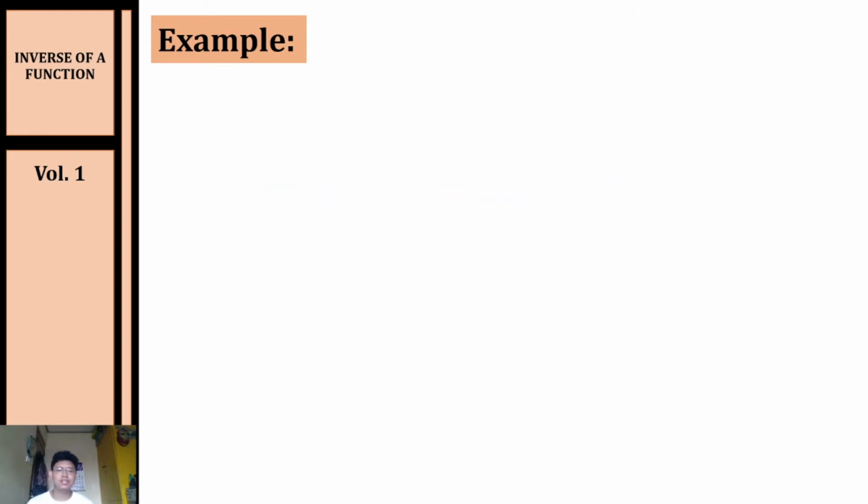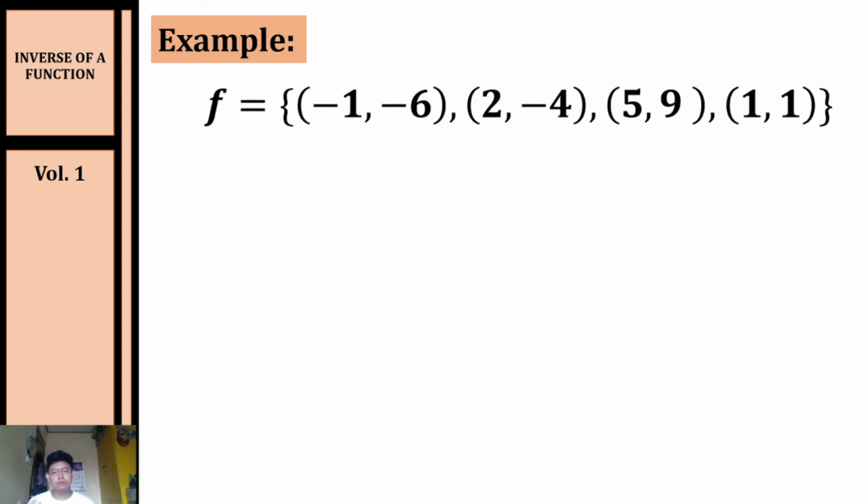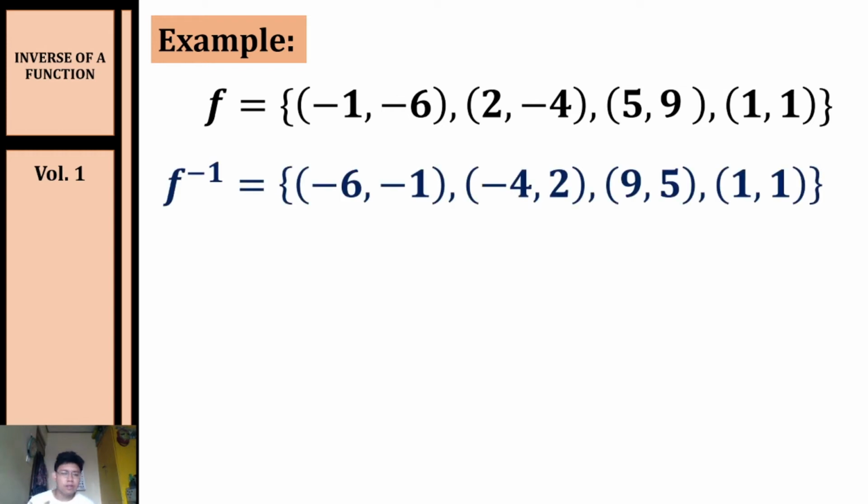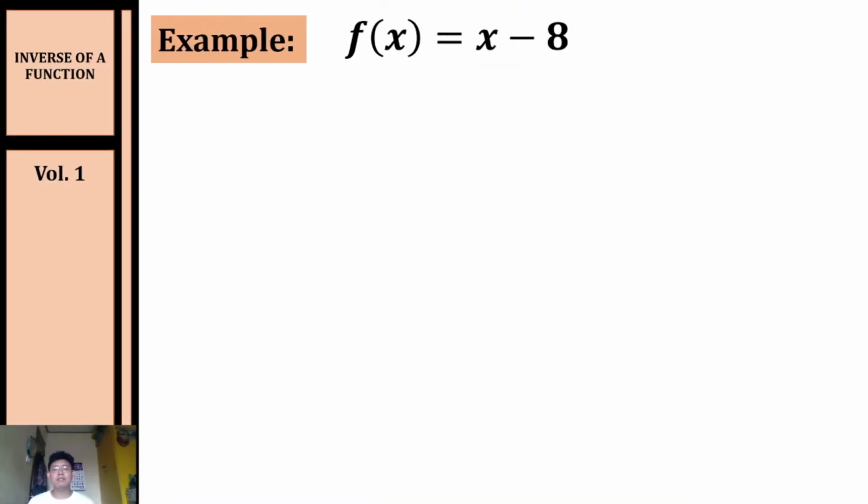Let's have another example. So, for example, we're given another set of ordered pairs, and to get the inverse of this function, we will just interchange our x coordinate and our y coordinate. So we will have our inverse function, negative 6, negative 1, negative 4, 2, 9, 5, and 1, 1. Next, let's have another example.